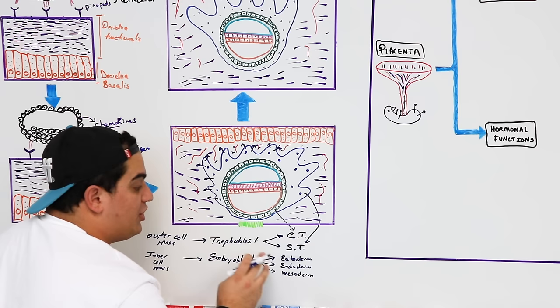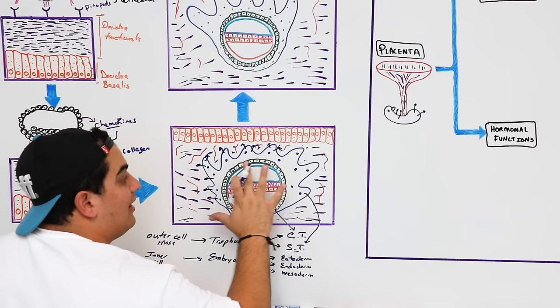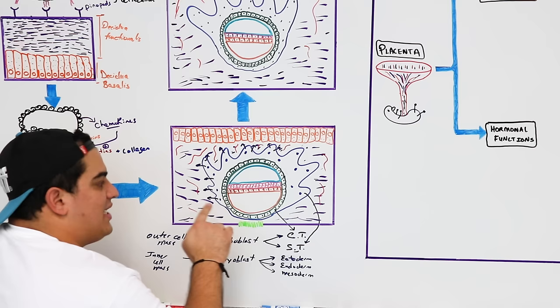What does it start doing? Releasing hydrolytic enzymes. Hydrolytic enzymes start breaking down some of the surrounding stromal tissue, allowing for this thing to invade deeper into the endometrial lining. That's pretty darn cool. Here's the second thing that's really cool. Remember that we're assuming that all this is happening a week after ovulation. We're trying to think about it in a perfect situation.